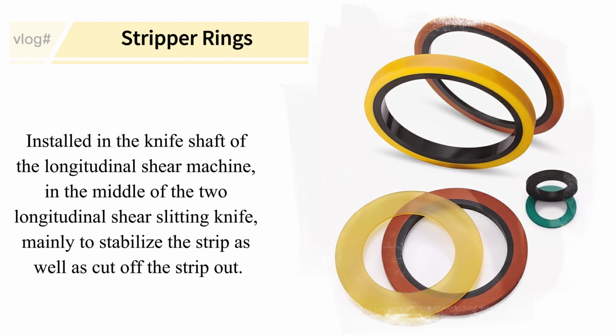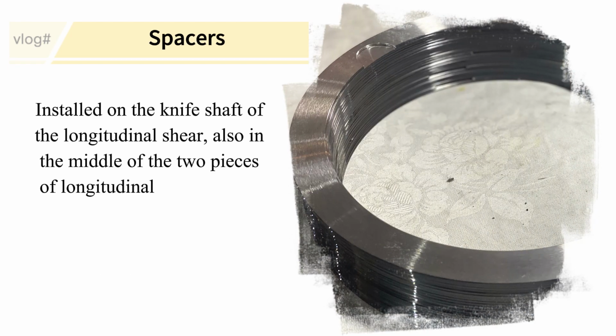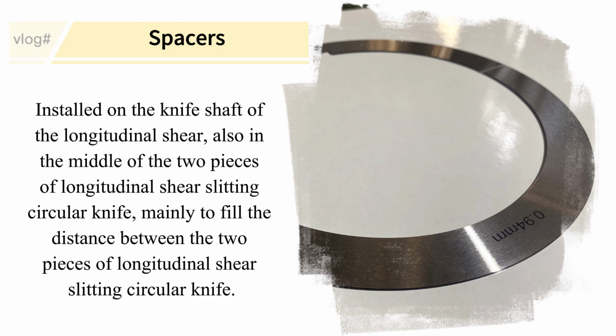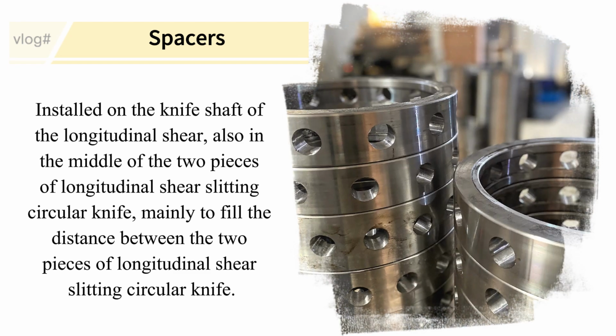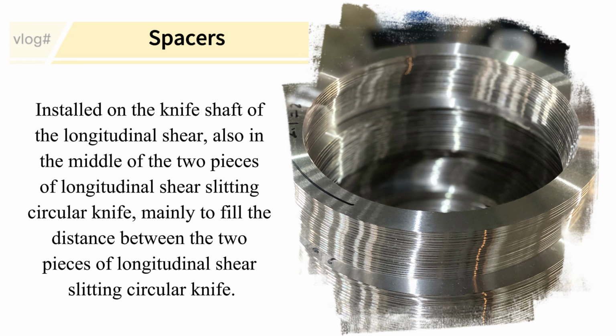Installed in the knife shaft of the longitudinal shear machine, in the middle of the two longitudinal shear slitting knives, mainly to stabilize the strip as well as cut off the strip out. Installed on the knife shaft of the longitudinal shear, also in the middle of the two pieces of longitudinal shear slitting circular knife, mainly to fill the distance between the two pieces of longitudinal shear slitting circular knife.